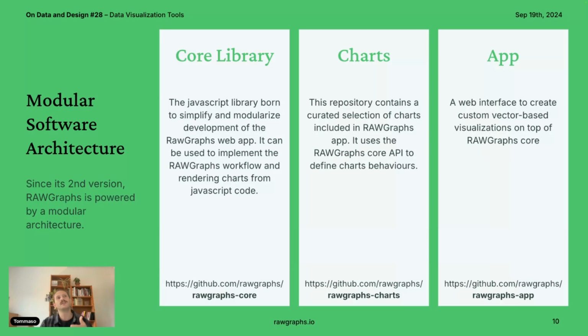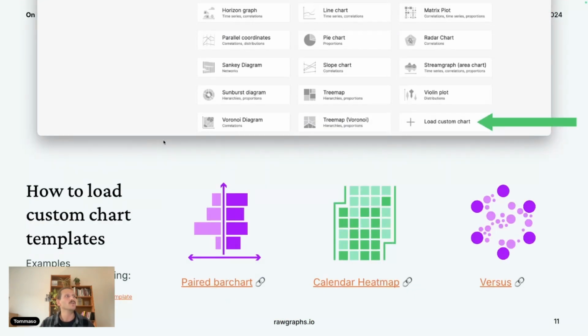And the thing that you can see when you go to the website of RAWGraphs is just an interface made with React that combines the core library and the charts. I was mentioning before the custom charts. So beside the options that are available in the web interface, it is possible also to load a custom one. Maybe I can show you later, but it is just a matter of pressing the button and uploading a JS file that gives you access to a new visualization template.